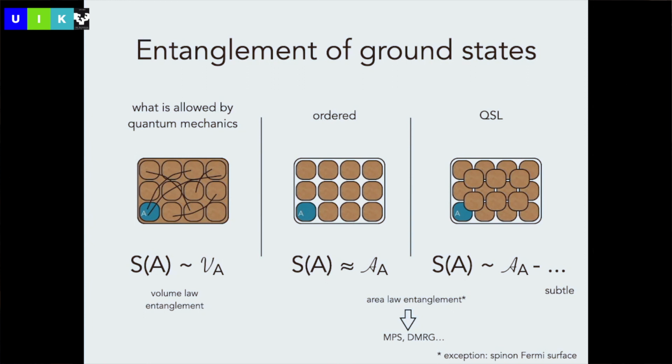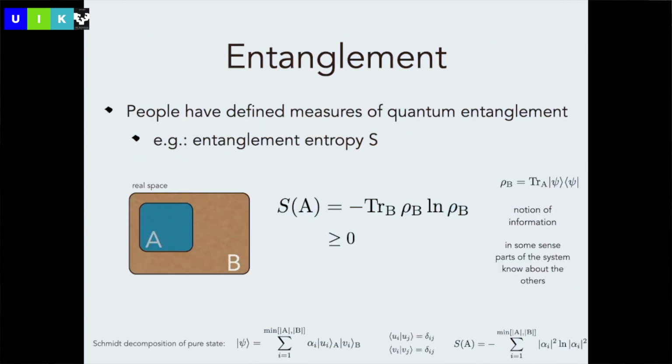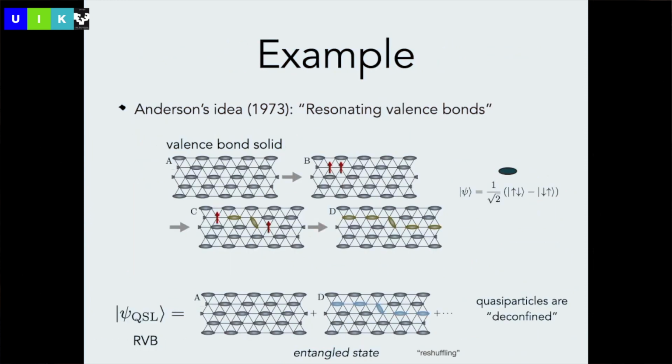So both ordered and quantum spin liquid states have what is called area law entanglement, which means that the subsystem A has an entanglement which scales like the boundary of subsystem A. And if you think about the valence bond solid and you were to make a subsystem A that intersected bonds, then indeed you could see that this entanglement is not actually volume law, but local, because each spin is entangled with its neighbor. Okay.